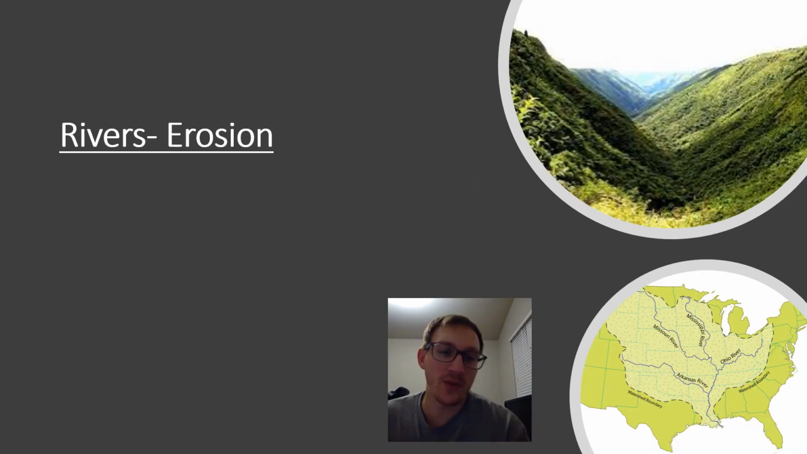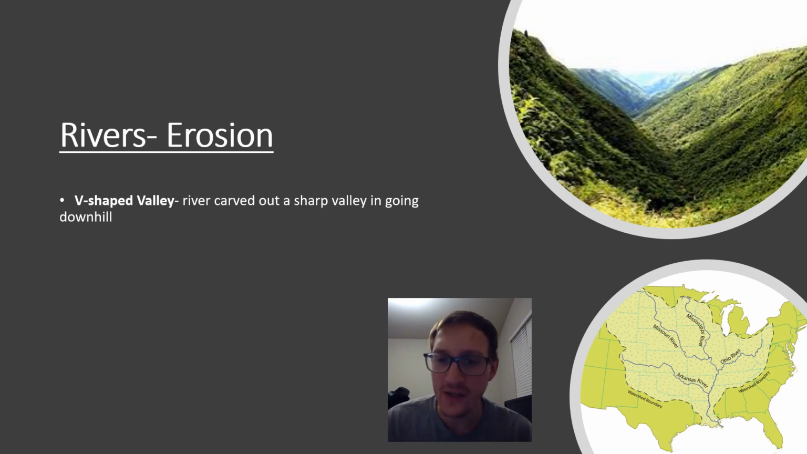Okay, let's talk about the erosion that happens. So V-shaped valleys are formed. The river cuts out a very sharp V-shaped valley, as you can see in the picture in the upper right. So basically the river is going to cut through that landscape and form a V-shaped valley.